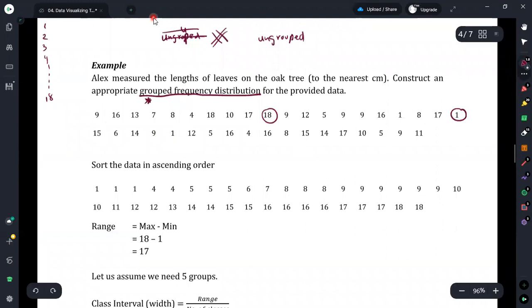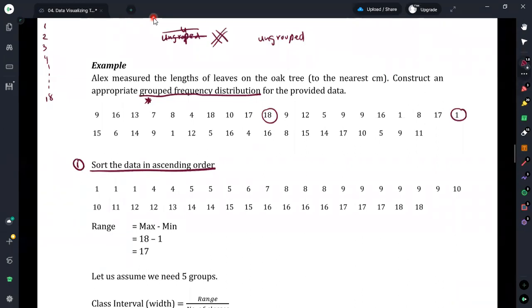Instead of constructing this, we now definitely have to go for a grouped frequency distribution. According to the first step, we have to sort the data in ascending order. I have sorted the data, and all these values are written in ascending order. Now we can easily see that the minimum value is 1 and the maximum value is 80. As the second step, we can calculate the range for this set of data.